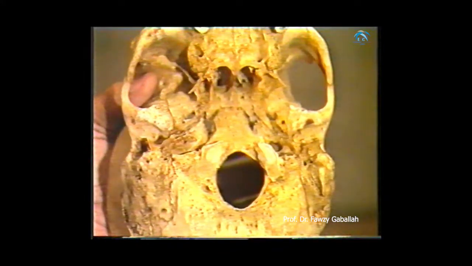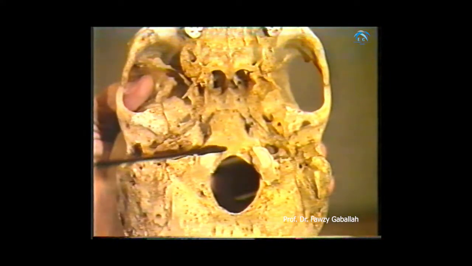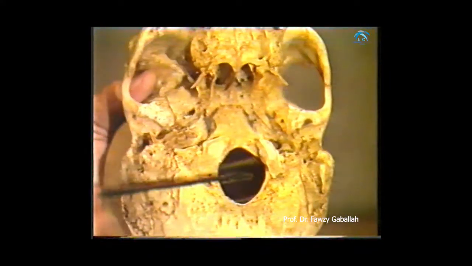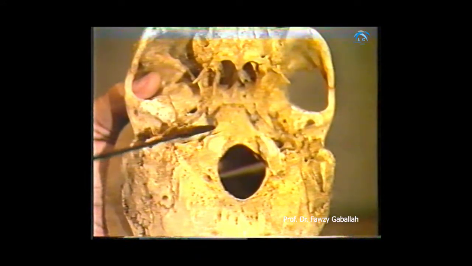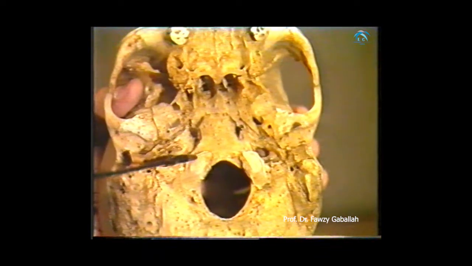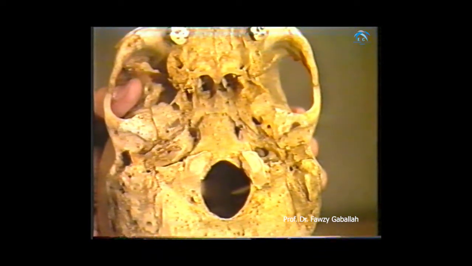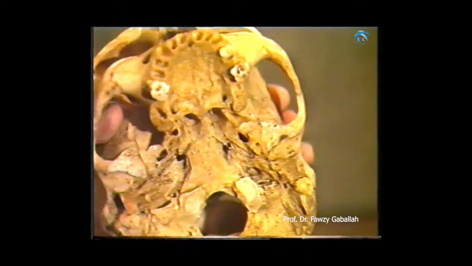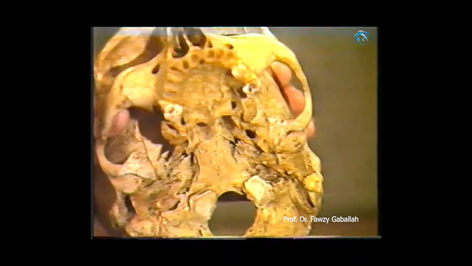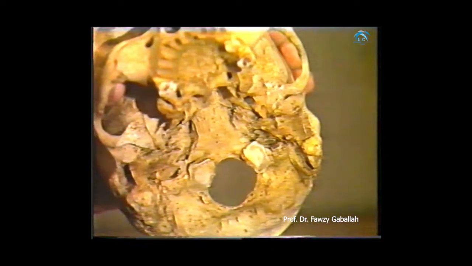This is the foramen magnum. On each side of the foramen magnum, there is an occipital condyle for articulation with the upper surface of the atlas to form the atlanto-occipital joint, where slight flexion and extension of the head are allowed, but no rotation. Rotation takes place at the atlanto-axial joint between the atlas and the axis vertebrae.